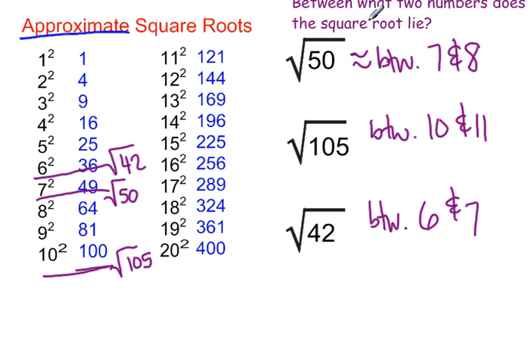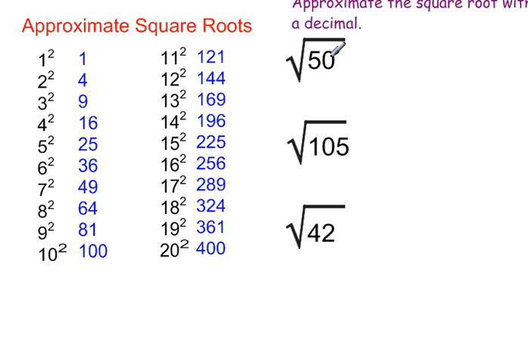So sometimes you might be asked, between what two numbers is the square root? Well, the square root of 50 is going to be between 7 and 8, and so on. But we can go a step further. We can approximate the square root with a decimal. So let me mark right here.